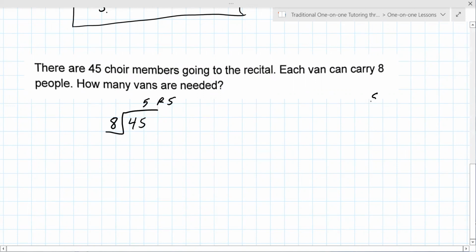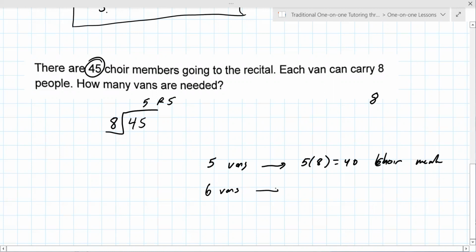If you have 5 vans, that means you're carrying 5 times 8, or 40 choir members. And what's the problem with that is there's 45 total. So you need 6 vans, because this time you need to have extra. You need to make sure you get everybody into the vehicle.